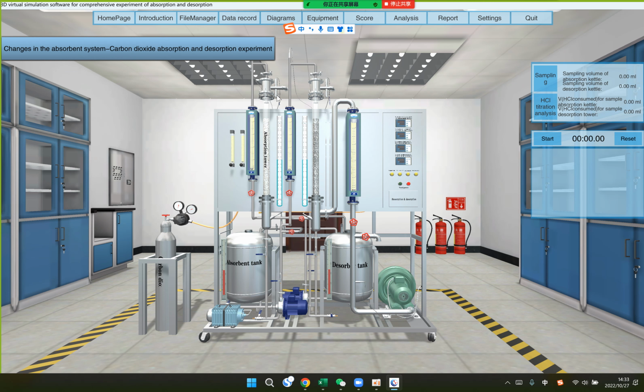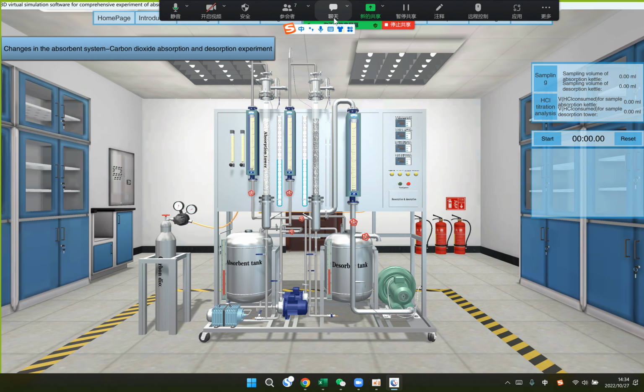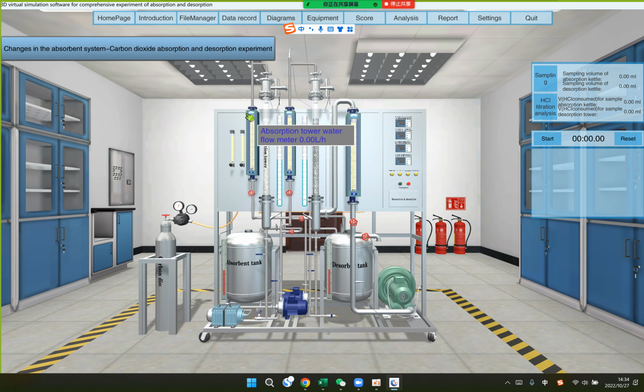The concentration of the carbon dioxide we also don't know. However, we can calculate it later by the mass material balance equation. So that's basically how we do the experiment, the theory, and the water in and the water after the absorption will move into the desorption tank.